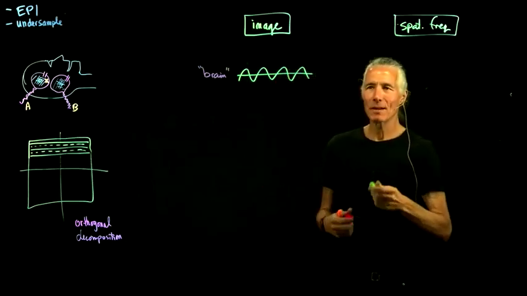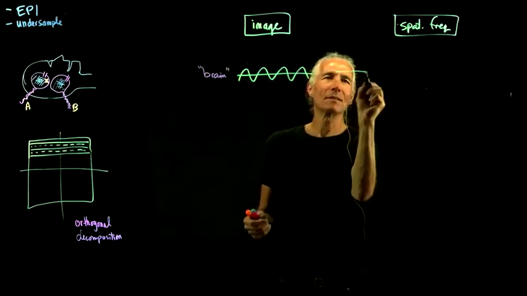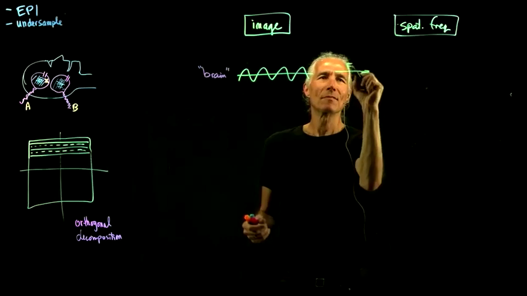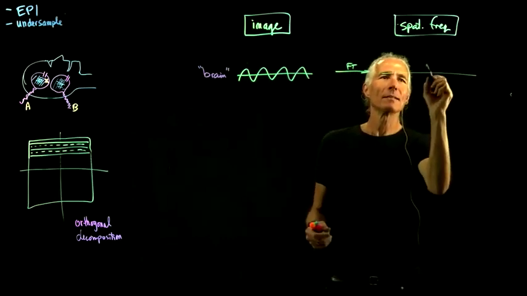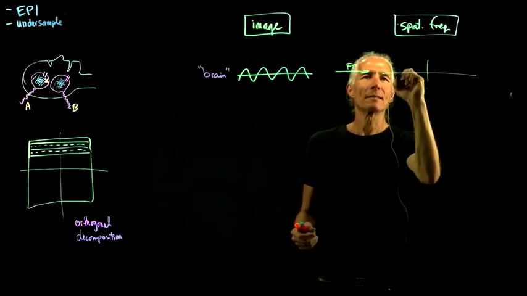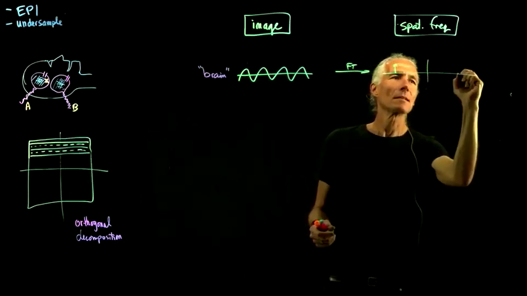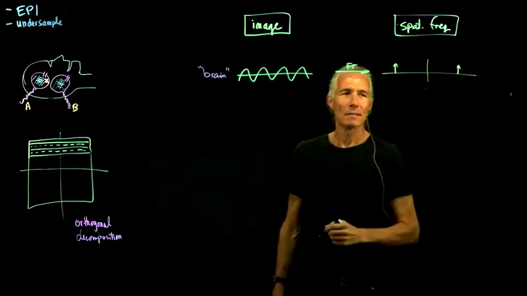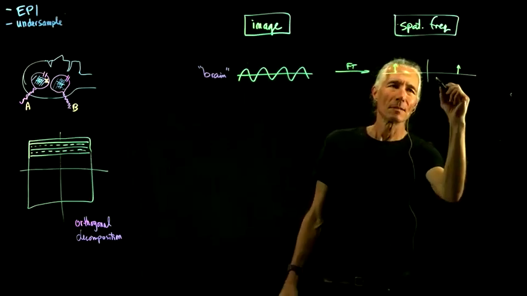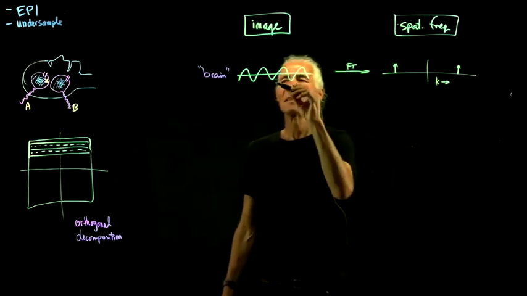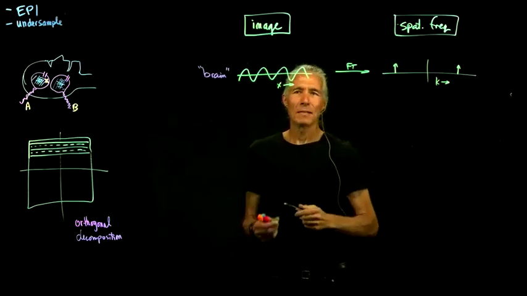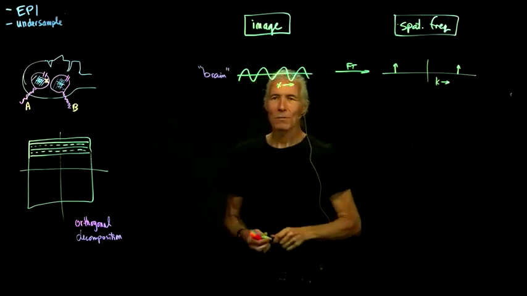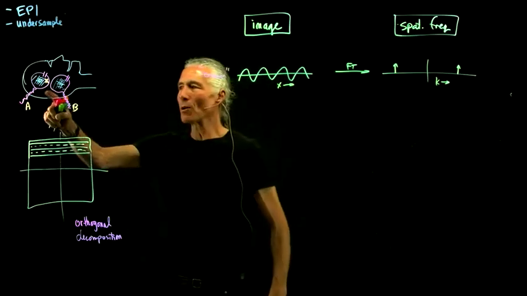So what's the Fourier transform of that? We can go back and forth. If we FT that cosine, then what we get is two spikes, like that. So this is spatial frequency, and this is space.